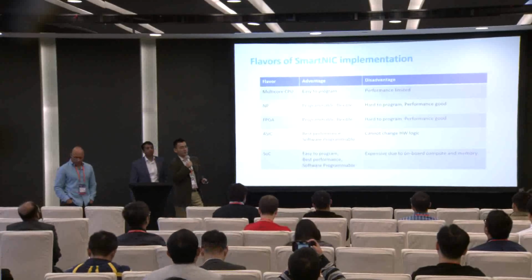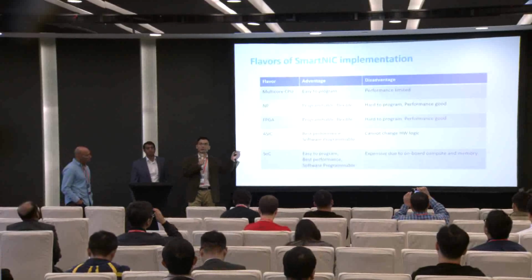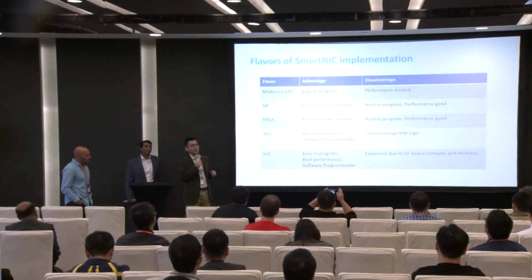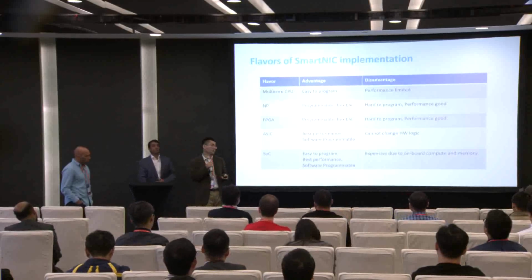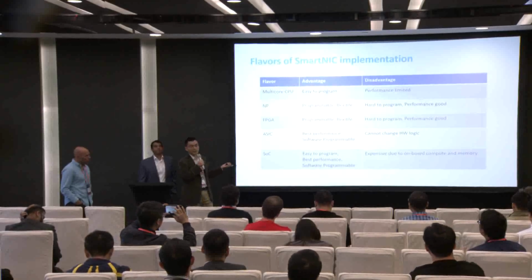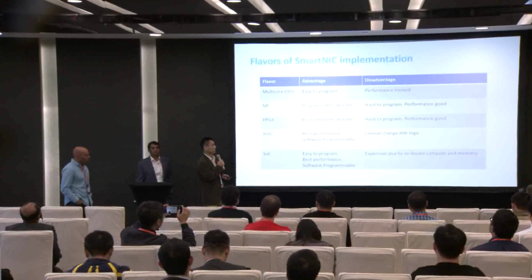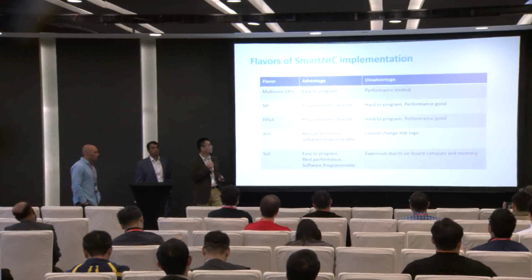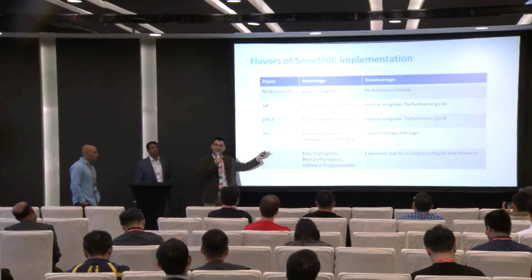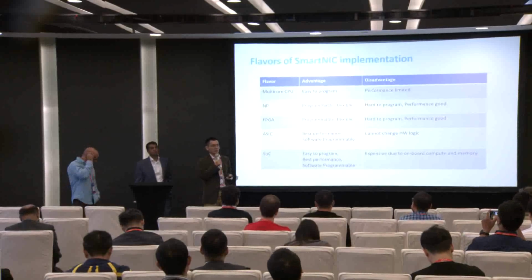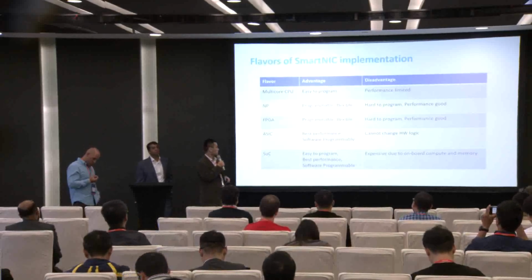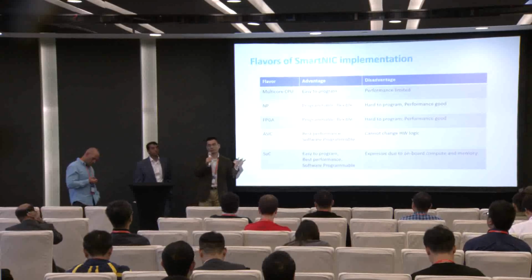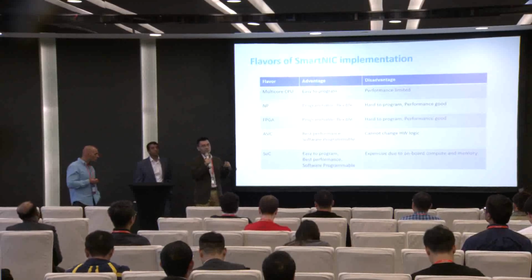When we did the research on SmartNIC, there are different flavors, like multi-core, NP, FPGA, ASIC, and SoC. They have different advantages and disadvantages. For multi-core CPU, it's easy to program, but the performance is not so good. NP and FPGA can be programmable, but it's somewhat hard. For ASIC, the performance is the best, but usually the hardware can't be programmed. You can't change the logic. SoC is usually a CPU plus FPGA or plus ASIC. The performance is best and it's quite flexible, but for now, it's a bit expensive.